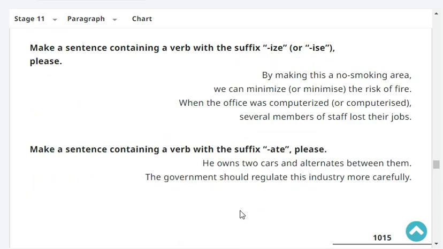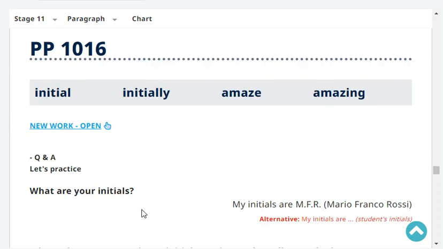Okay, make sentences containing a verb with the suffix ate, please. He owns two cars and alternates between them. The government should regulate this industry more carefully. Very good.